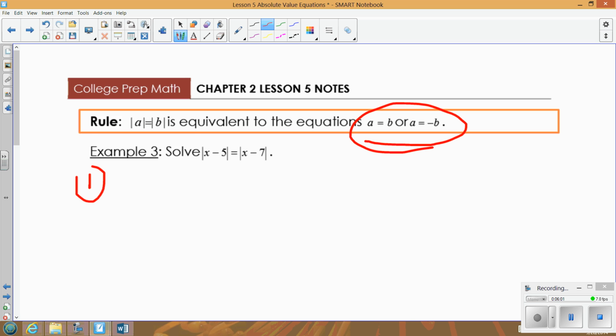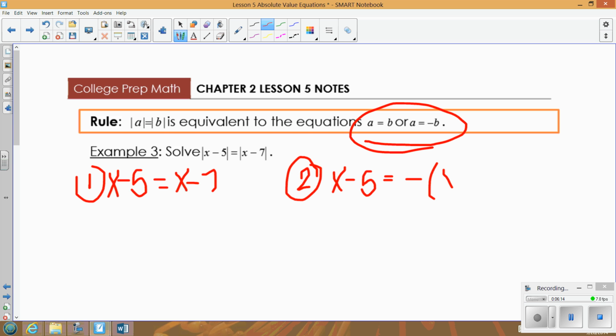So I'm going to have x minus 5 equal to x minus 7. And then I'm going to have the other situation where I have x minus 5 equal to negative (x minus 7). Notice I put the negative and then I put parentheses. The reason why is because you're negating each piece. It doesn't really matter when you do this if you wanted to negate the x minus 5 or if you wanted to negate the x minus 7.